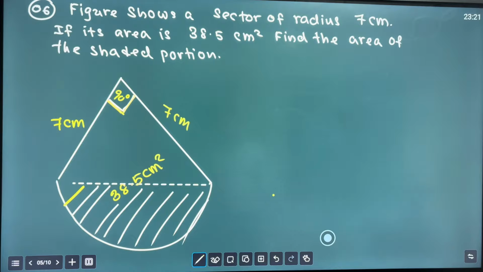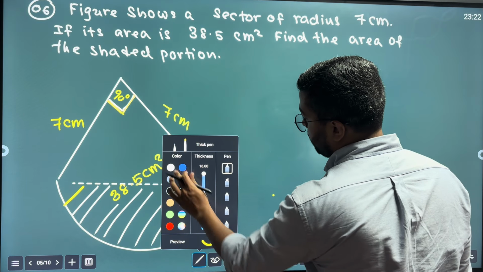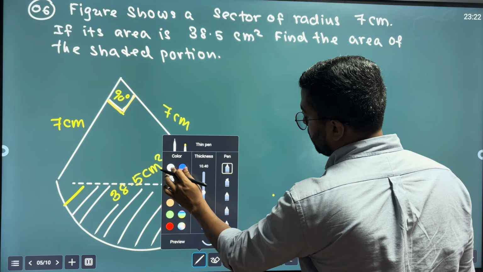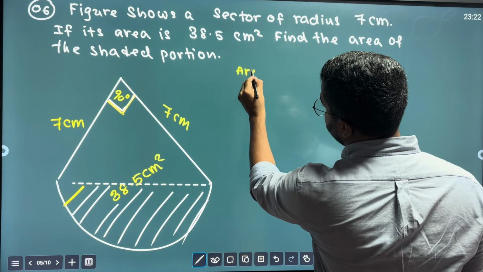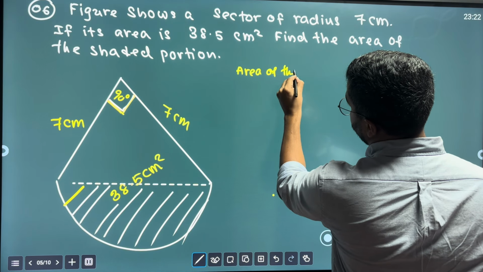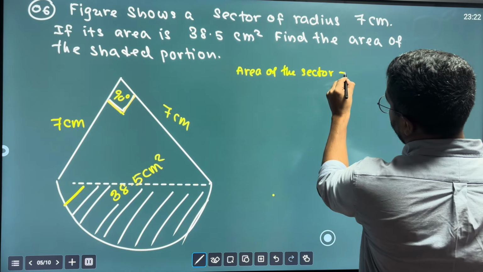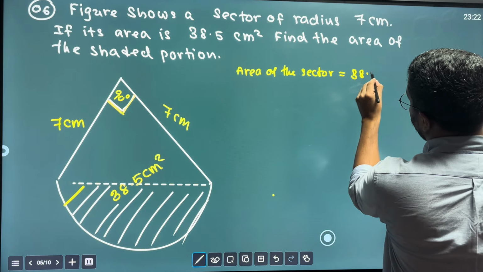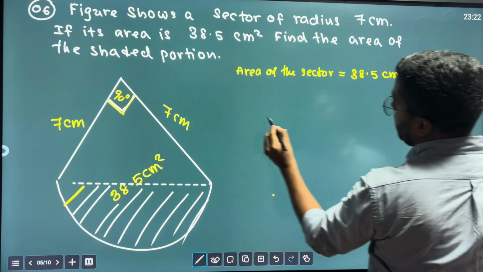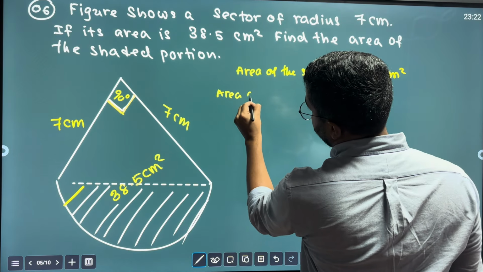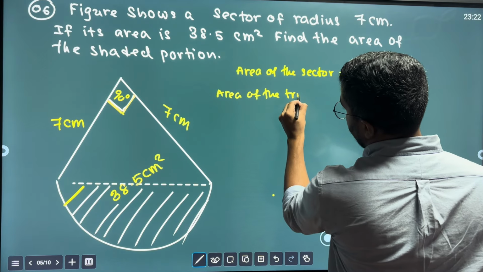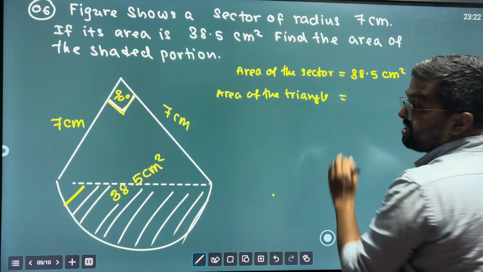Angle triangle, right? So we know how to calculate the area of a right angle triangle. Base is 7 centimeters, perpendicular height is also 7 centimeters, right? Shall we give a try? Let's give a try. Right? Area of the sector is given as 38.5 square centimeters. Area of the triangle, what do you think? What is the area of the triangle now?